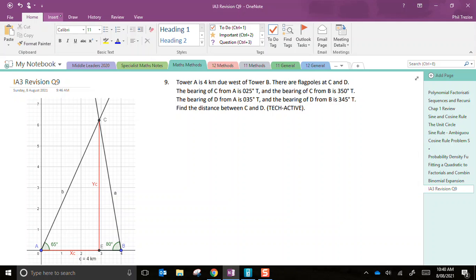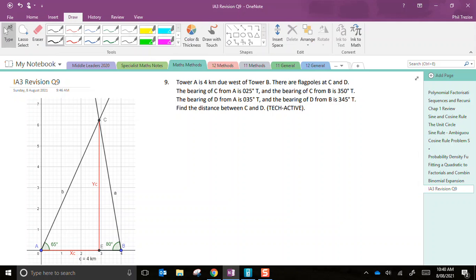I don't quite know why my pointer has gone away there. Still not a pointer. Oh, it doesn't matter.